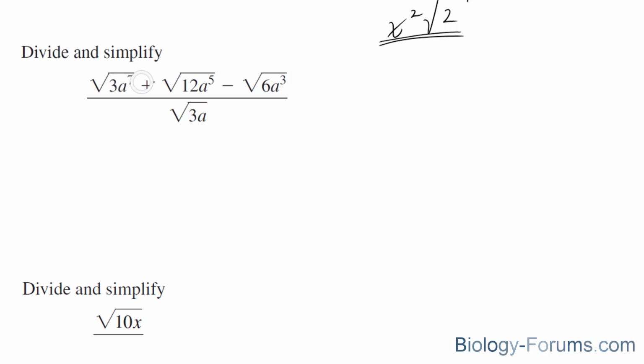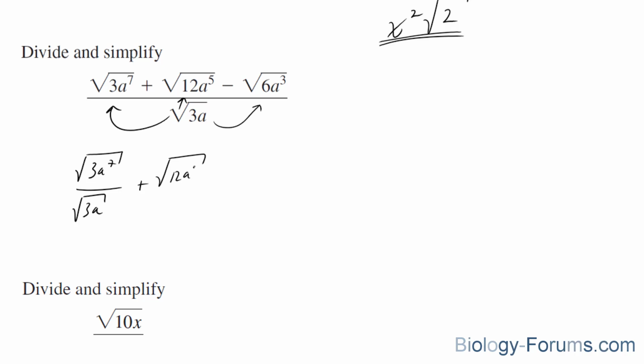Here we have 3 terms on the top divided by this one single radical term. If you ever run into a situation like this, you can distribute this square root of 3a to all 3 components above, where we get the square root of 3a to the power of 7 over the square root of 3a, plus the square root of 12a to the power of 5 over the square root of 3a, minus the square root of 6a to the power of 3 over the square root of 3a.